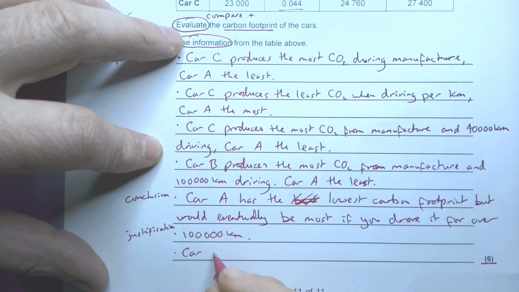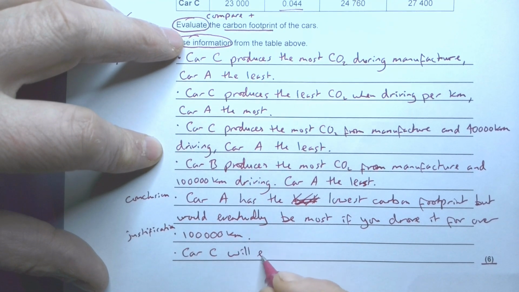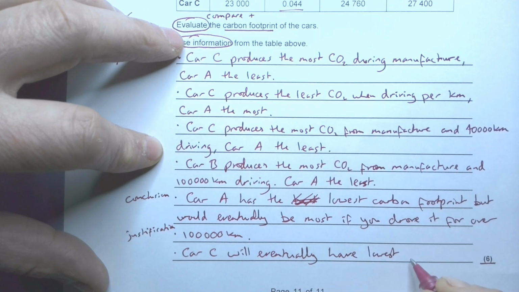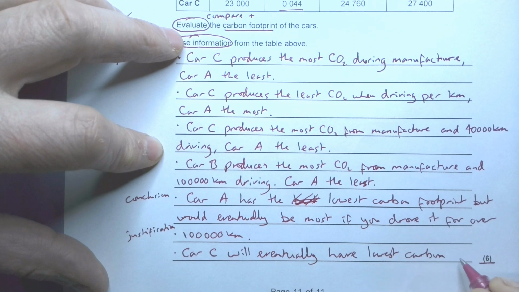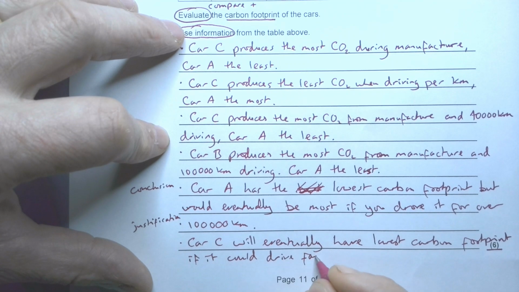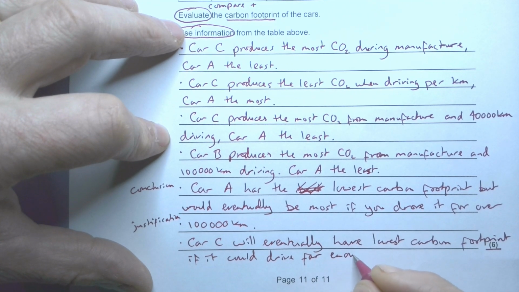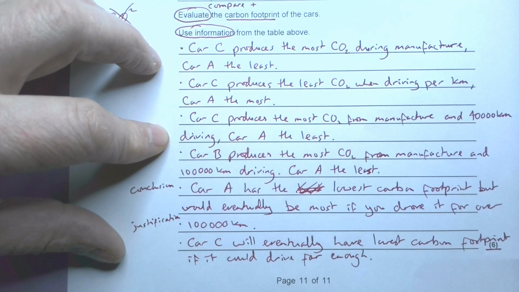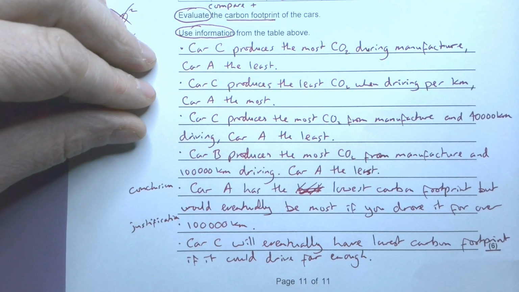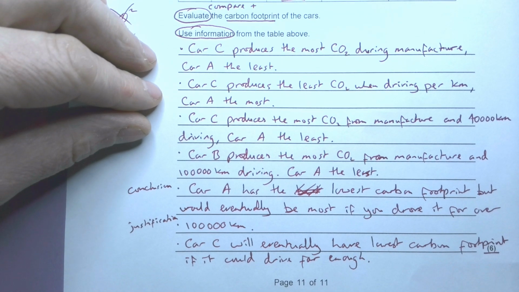So car C will eventually have the lowest carbon footprint if it could drive far enough. And this is one of the problems they have, is that cars don't last that long. So actually there is a trade-off between, you can make cars incredibly efficient to run per kilometre, but they might cost a huge amount of money to build.